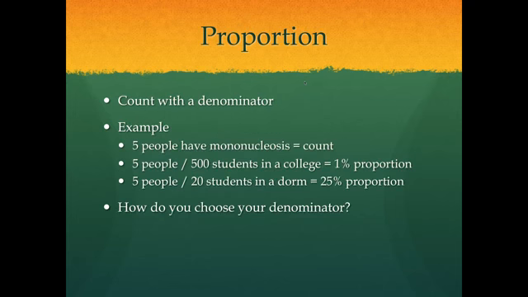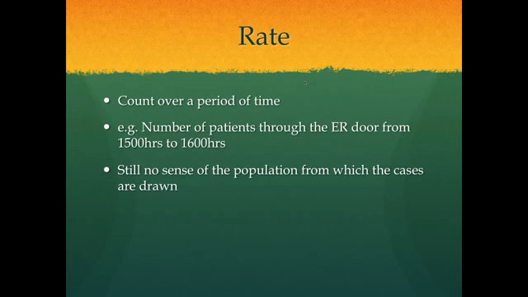The next step up from a count is a proportion. A proportion can be as simple as a count with a denominator. For example, 5 people with mononucleosis is a count. 5 students at a college of 500 gives a proportion of 1% of the students, while 5 students of a 20-person dorm gives a more interesting proportion of 25%. As you can see from the example, the essential question is, how do you choose a denominator?